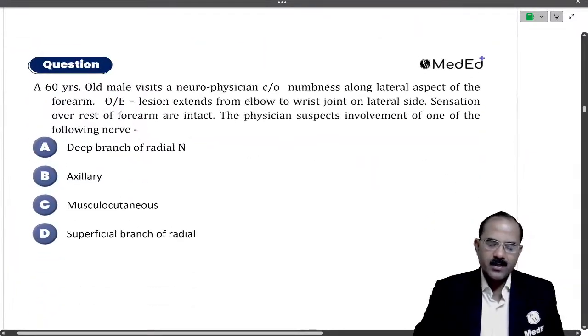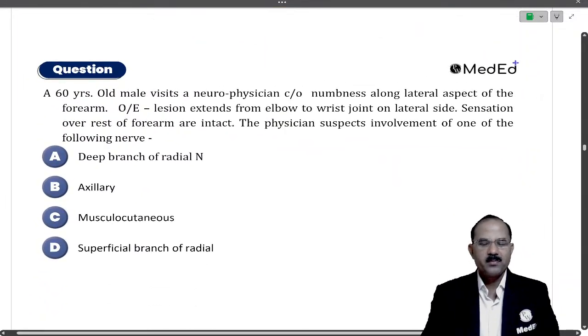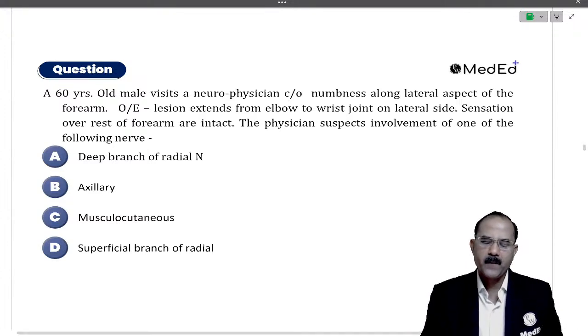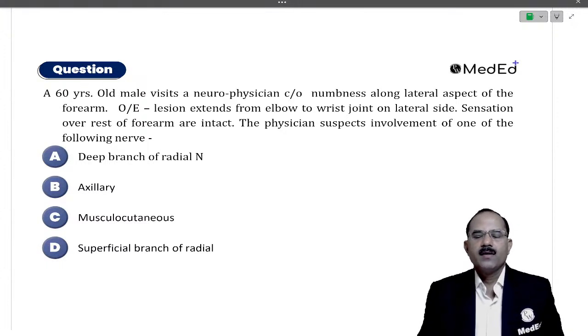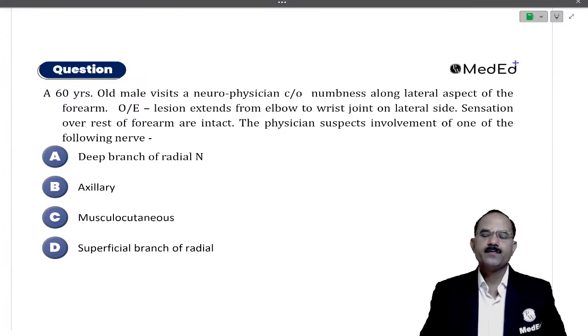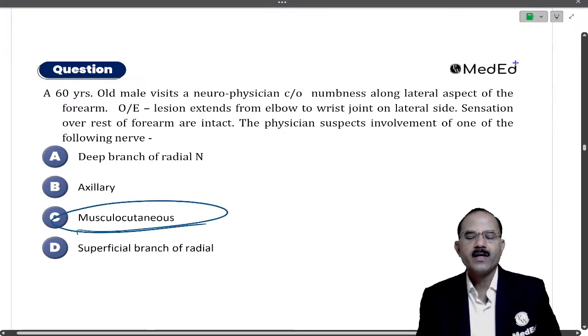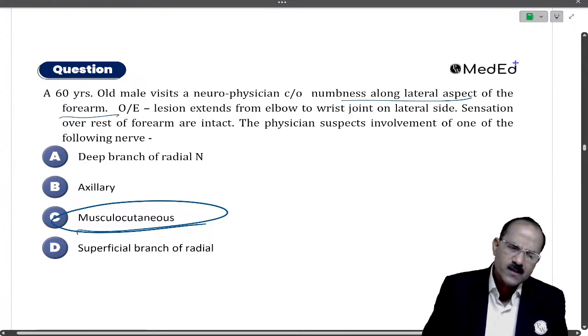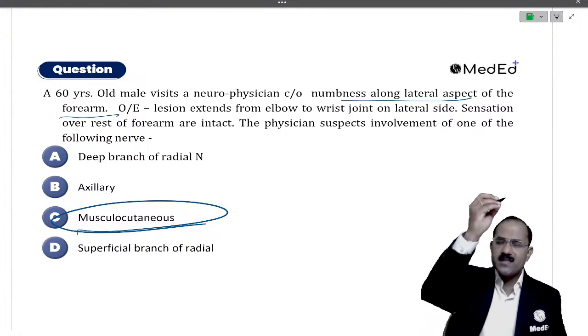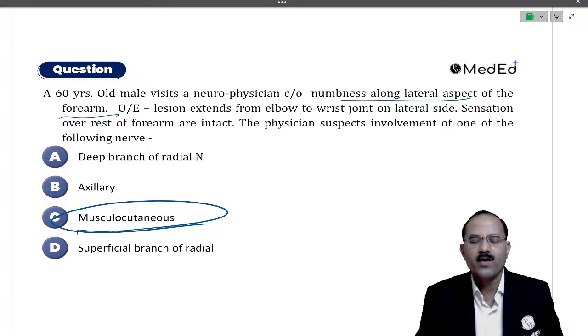Now, if you can answer this MCQ, I put one MCQ for you. Yes, Shantanu Kadam. All of you, make an attempt to answer this. Answer is musculocutaneous nerve. Very good. Numbness along the lateral aspect of the forearm, which is the lateral cutaneous nerve of the forearm. And it's a continuation of the musculocutaneous nerve.